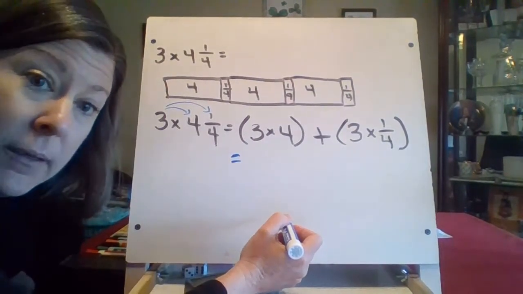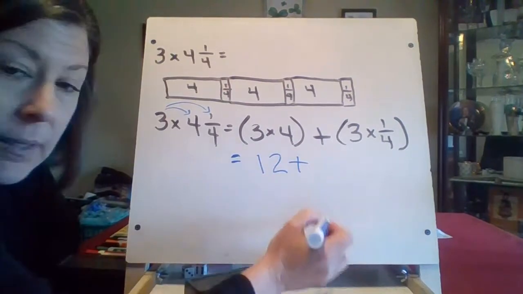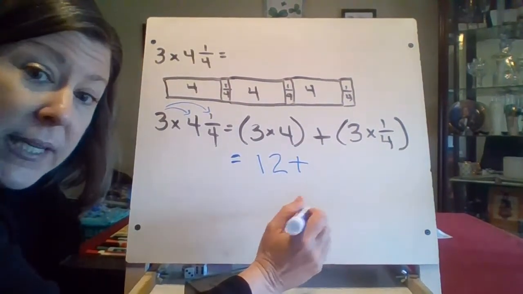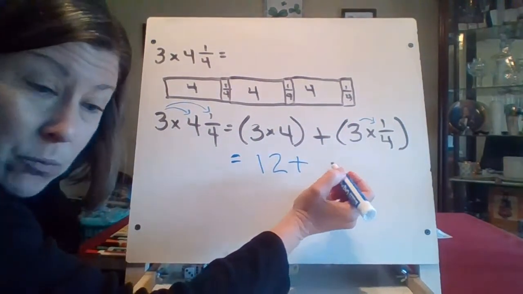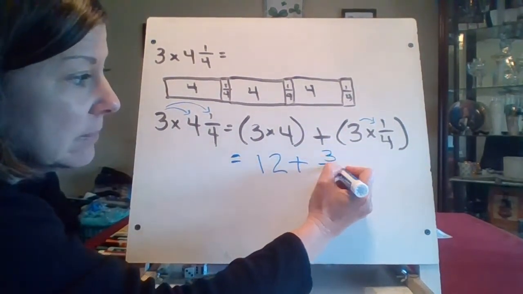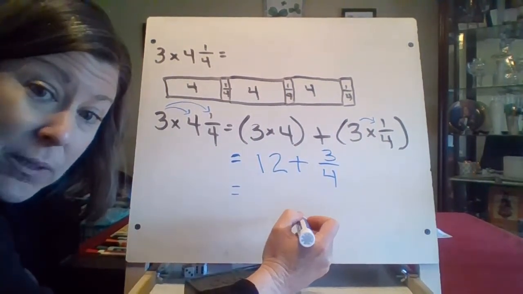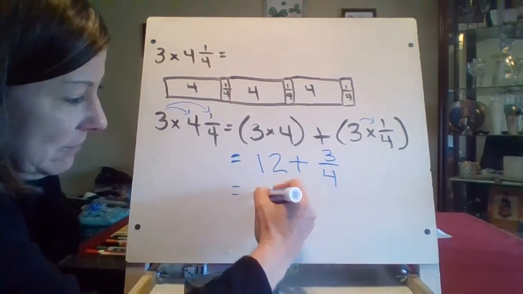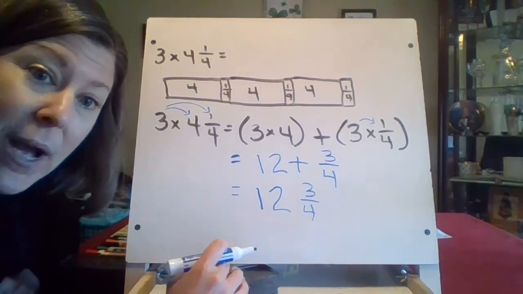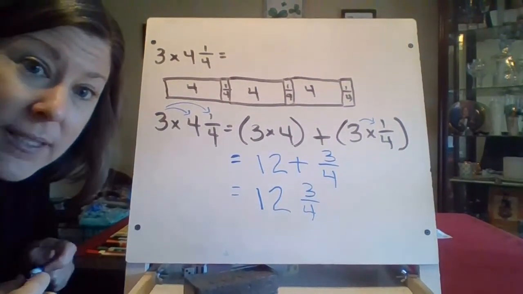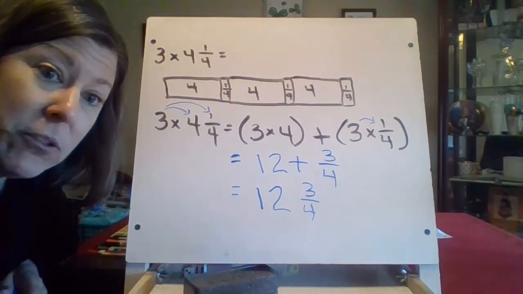3 times 4 is 12, plus 3 times 1/4 is 3/4. 12 plus 3/4 is 12 and 3/4. Let's try a few more examples before we end for today.